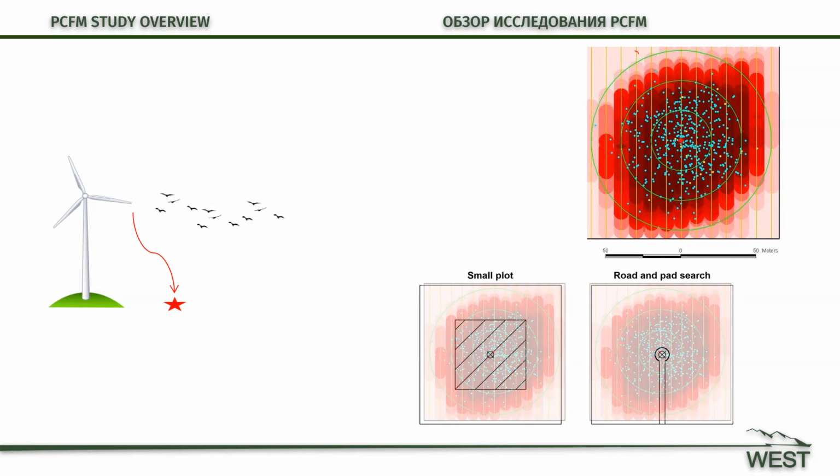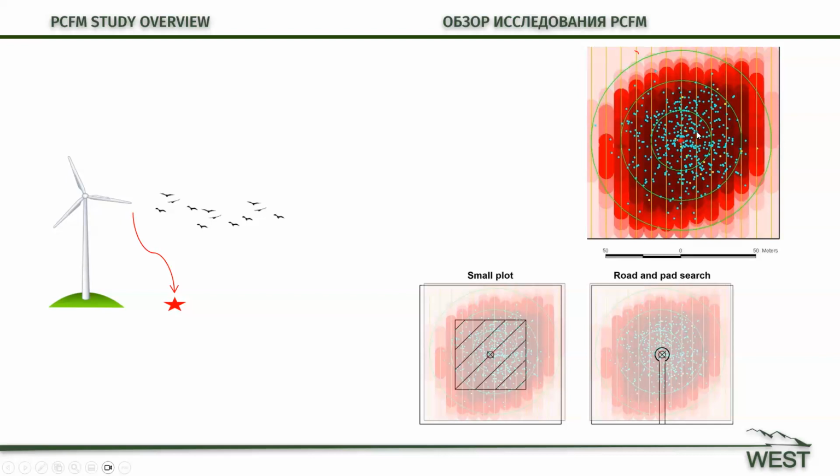So as shown in the cartoon on the left, we have a flock of birds. Some of them may collide with the turbine. We have one that's a red star that has collided, and it will fall to the ground. Now, not all of these carcasses fall in the areas where we search. The carcasses do not fall uniformly around turbines. So the figure at the top right here shows a turbine at the center as a red dot, and all of the little blue dots are around our locations where a carcass may fall. And you can see most of the carcasses fall near the turbine, and fewer of them fall further away. So there's a decreasing density as you move away from the turbine.